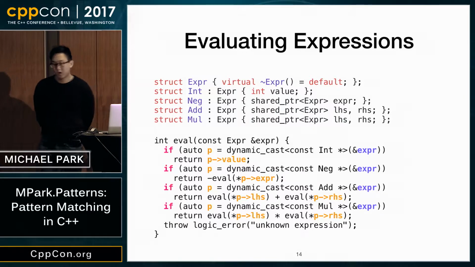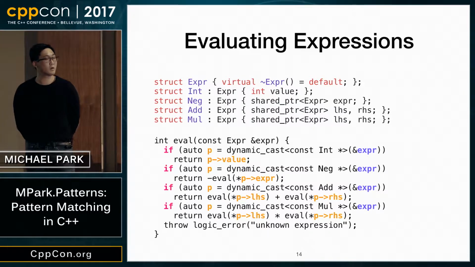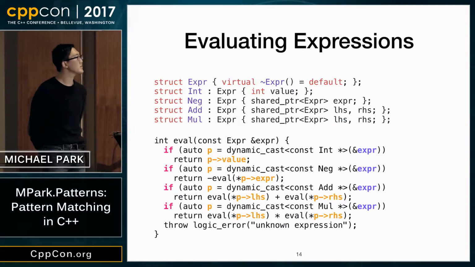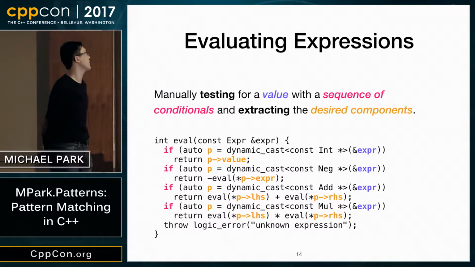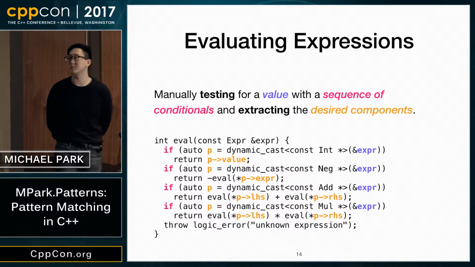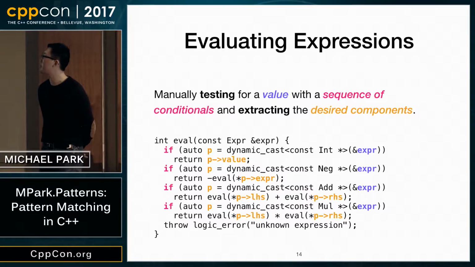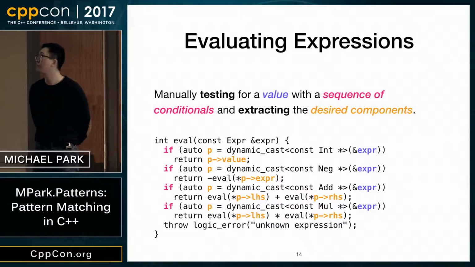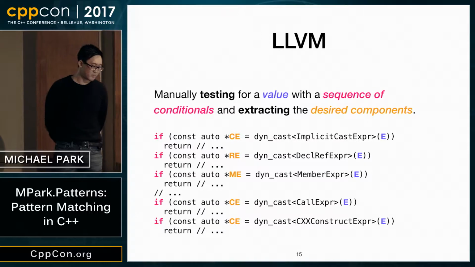And all right, you might say, oh, come on, MPark, no one's going to write this code in practice. Who would actually write this? I would use visitors or something. And all right, so here I'm just illustrating that we're testing manually with a sequence of conditionals what we want, and then this is our imperative approach. Okay, so yeah, no one would write this.